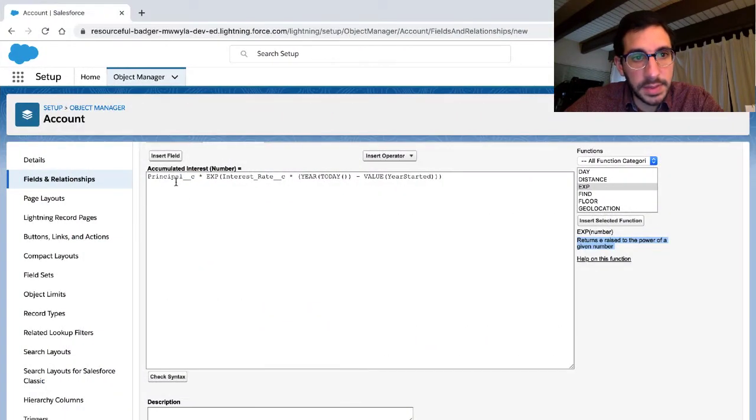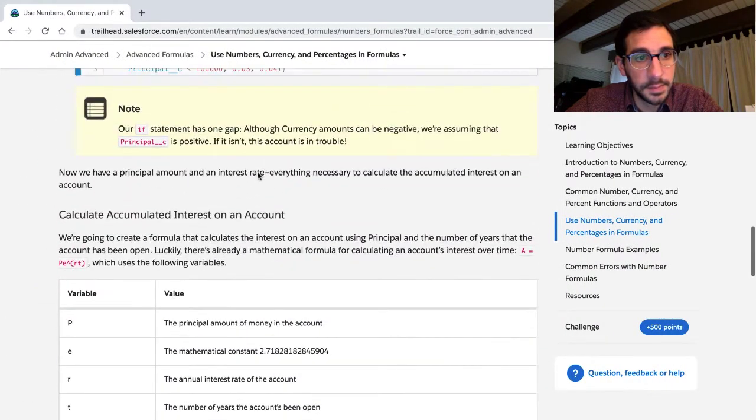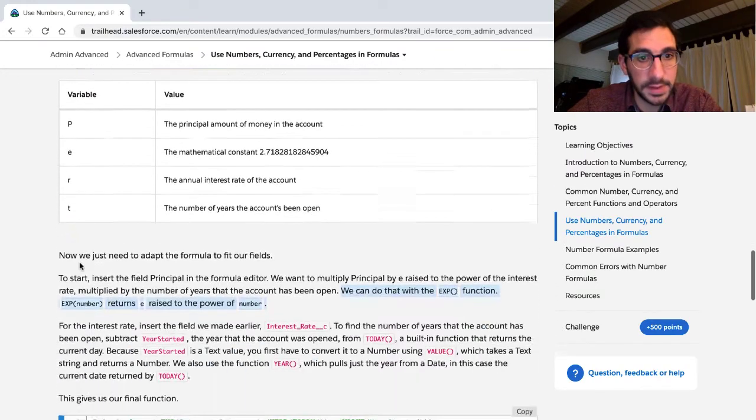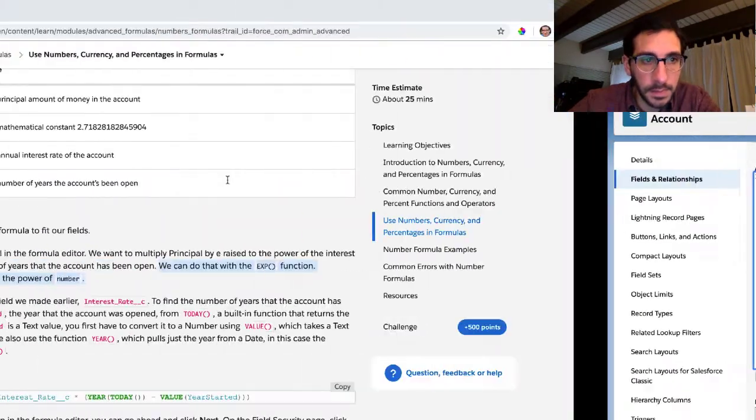Okay, so principal times exp, so this is then e raised to the interest rate times t. And t is the number of years the account's been open. The way we figure that out is by taking the year of today minus the year the account started. So what year is it today? When did it open? That's our t value. Cool.